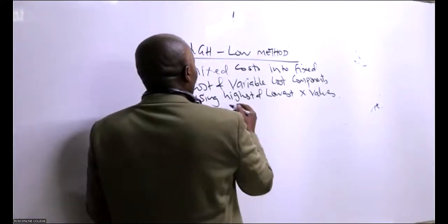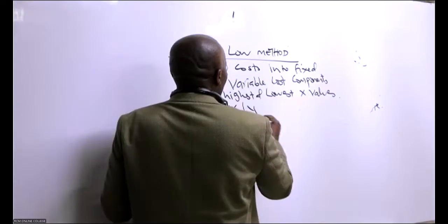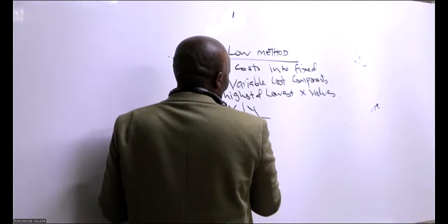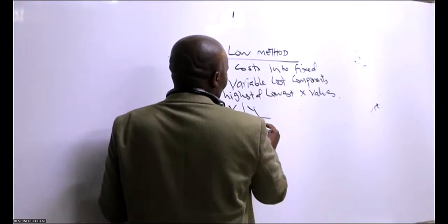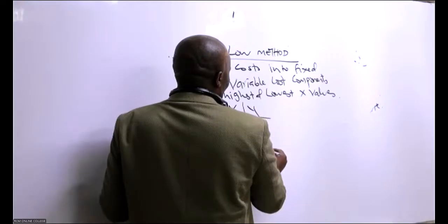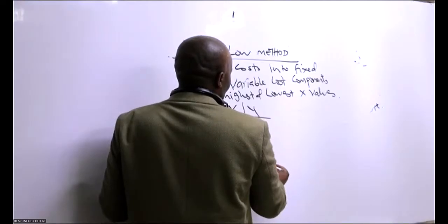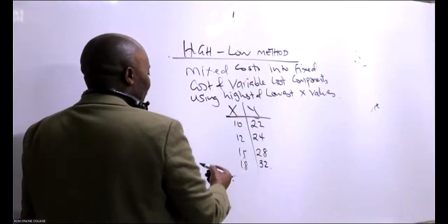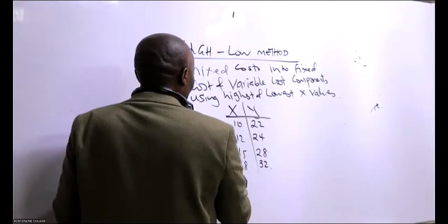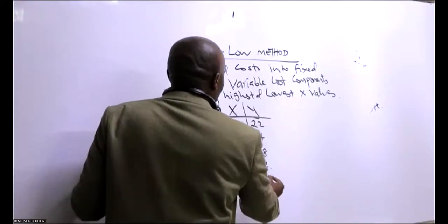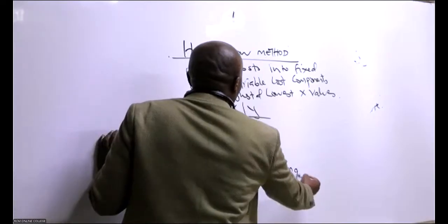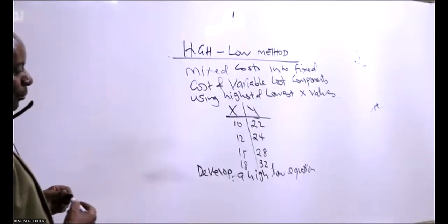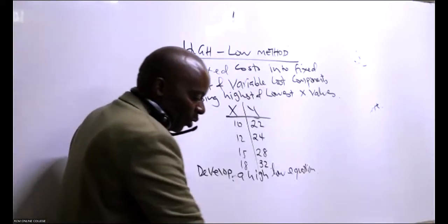Illustration. You are given x versus y. In this case we have x values 10, 12, 15, 18, and y values 22, 24, 28, 32. And then you are told to develop a high-low equation.